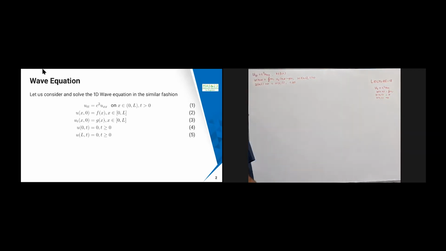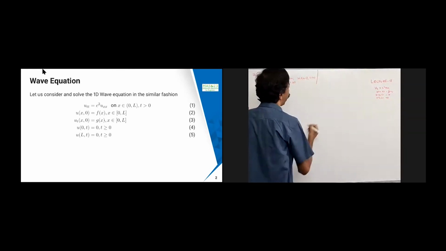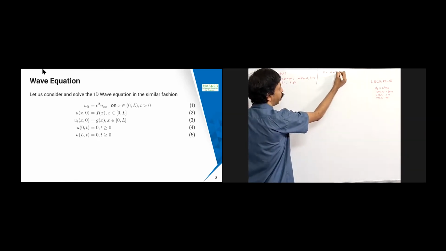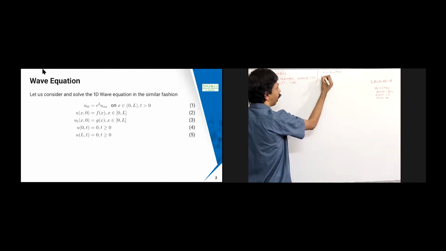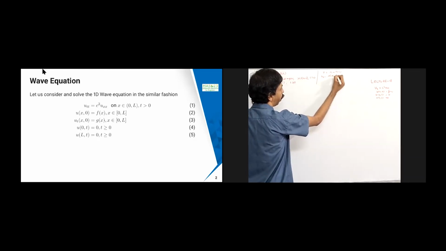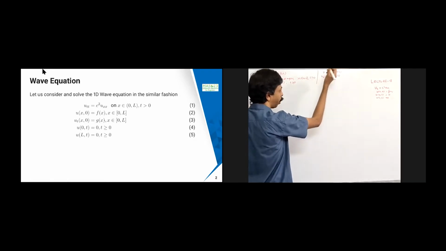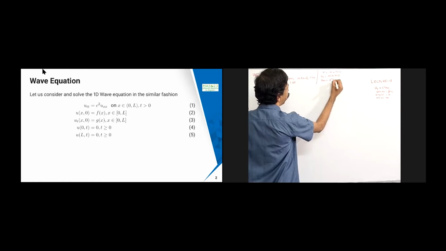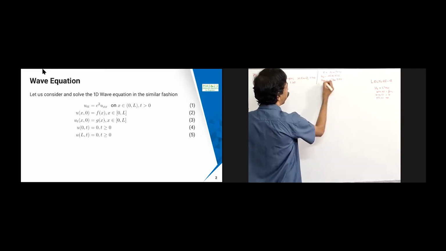Once again, we are going to do the same kind of thing we did in the last class. We assume that u is equal to X(x) into T(t). Then u_tt becomes X(x) into T double dot. You can write T double dot or T double dash, it doesn't matter as long as you remember what you are differentiating. And u_xx becomes X double dash of x into T of t. You can substitute over there.